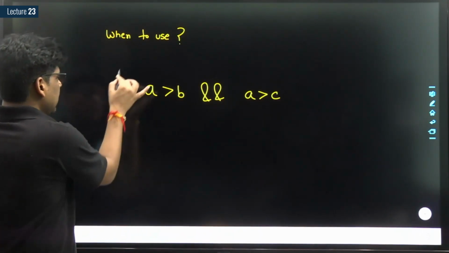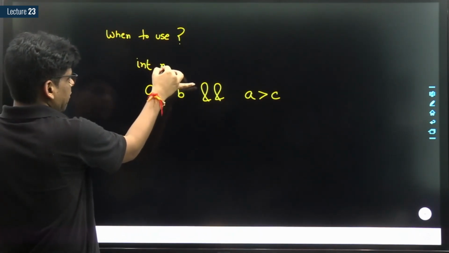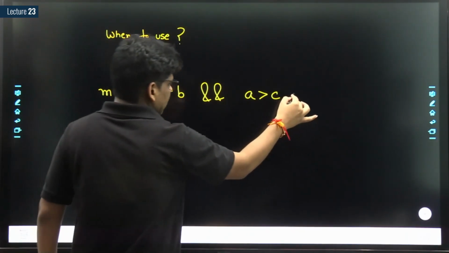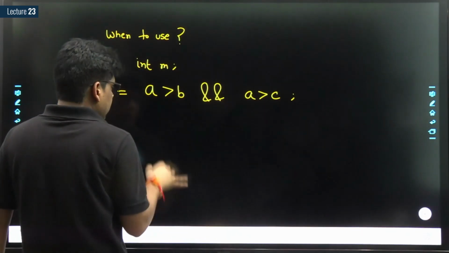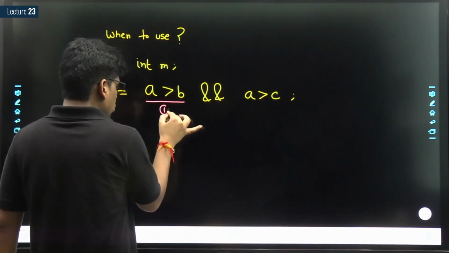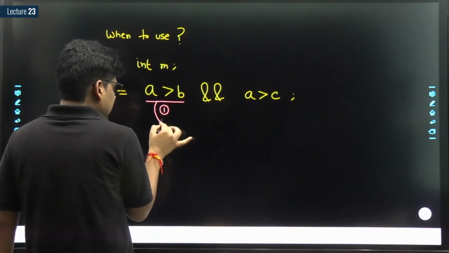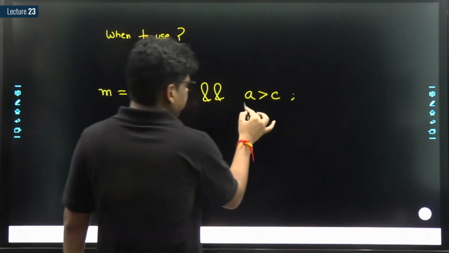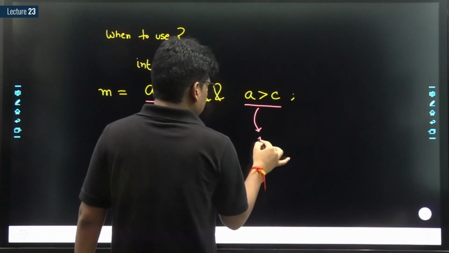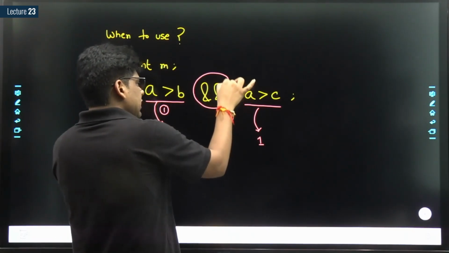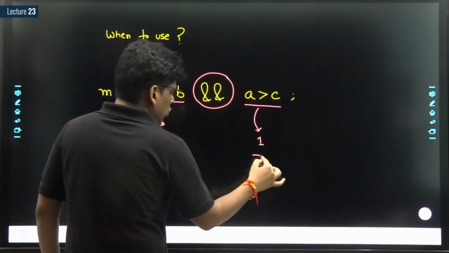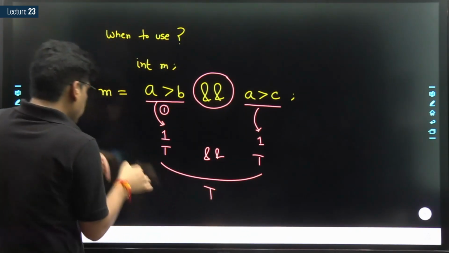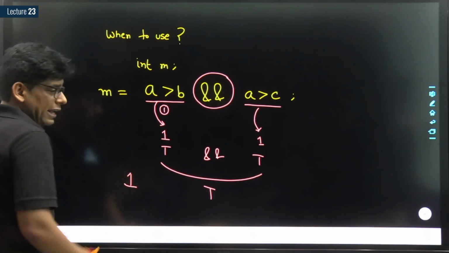So if I have a variable M and I write something like this, try to understand, if this is true, or if I say the value of this statement is 1, and the value of this statement is also 1, then what is the value of this entire operation? True, and that means this statement is true. What is the value that goes inside M? The value that goes inside M is 1.